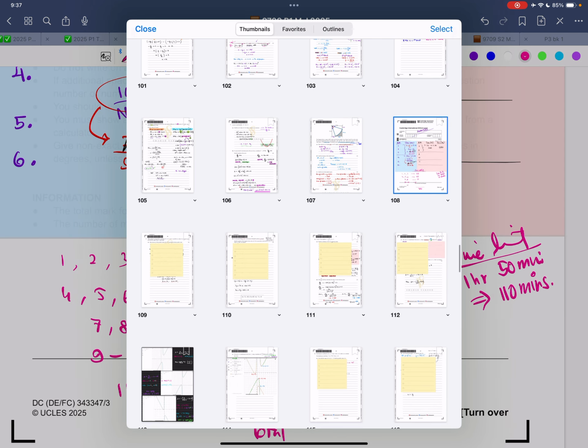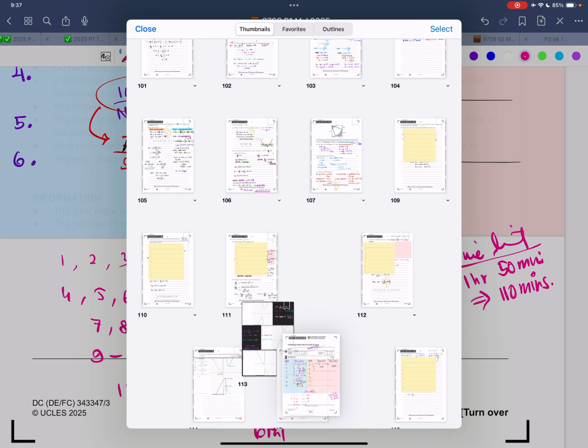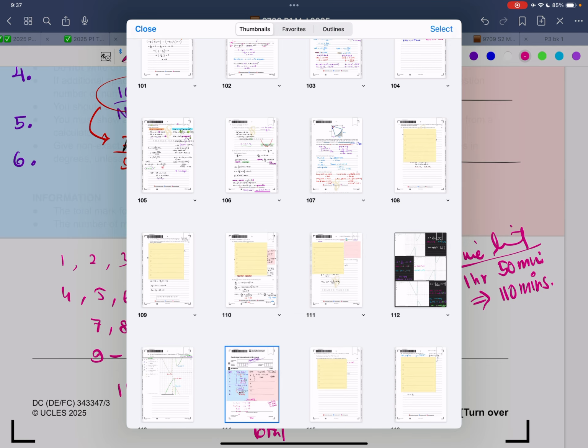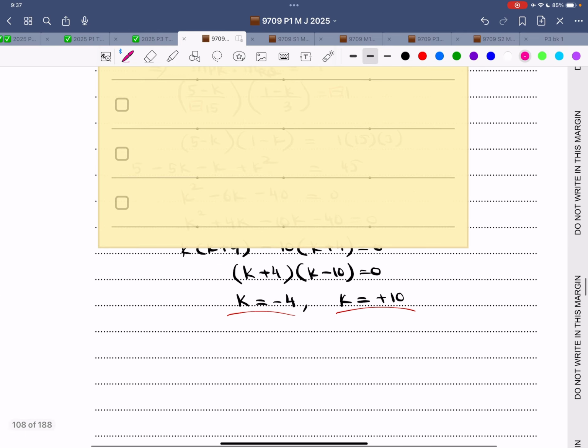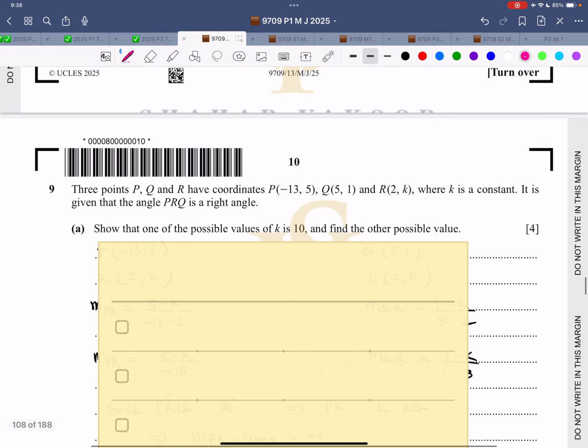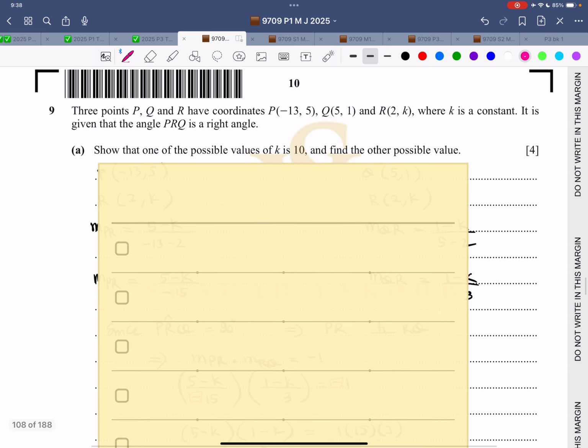So now let me take this thing all the way over here. Okay, and let's get started with this. Again, note down the time, that is 9:37. Okay, so question number 9, that is a circle question.